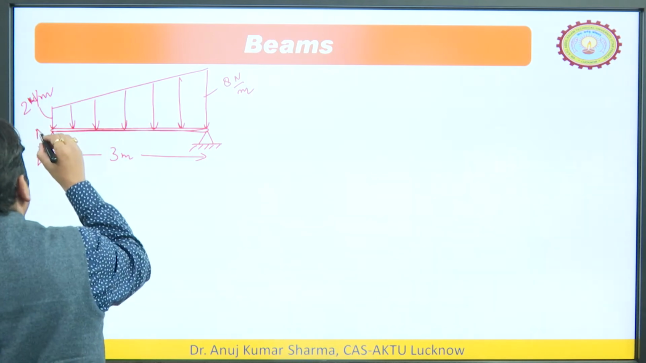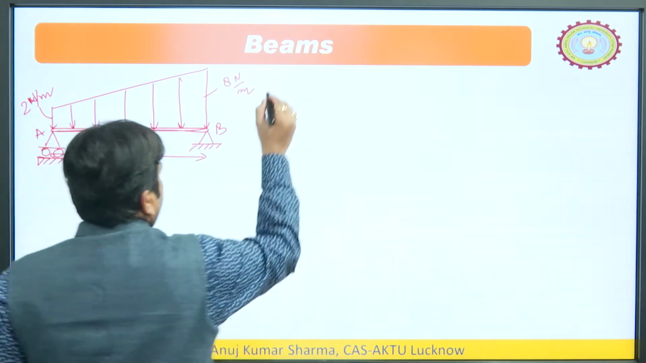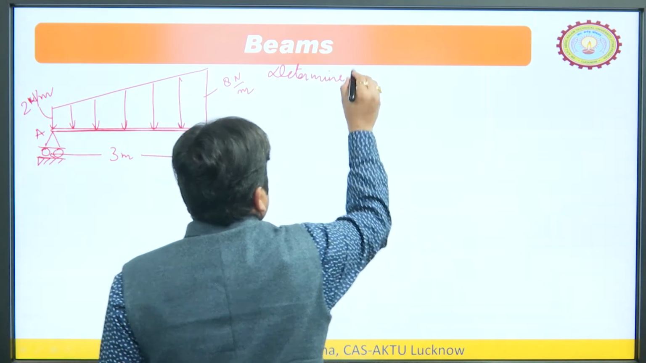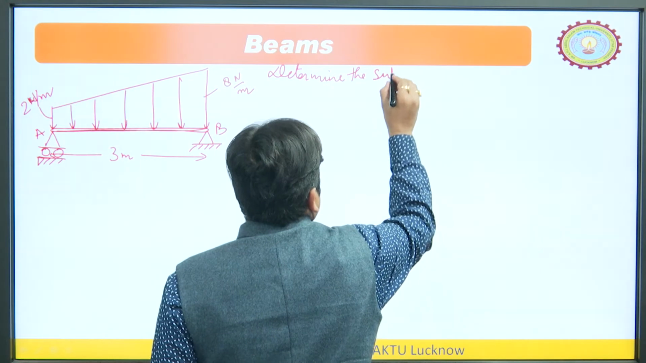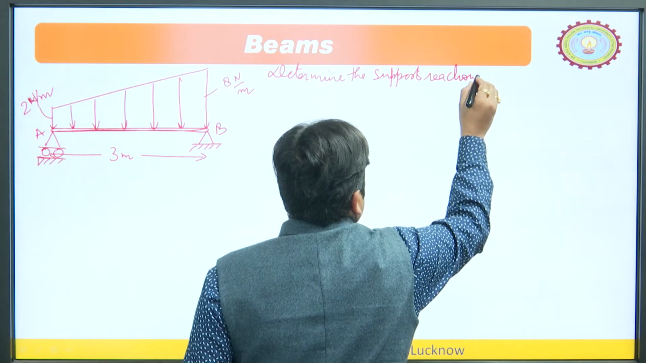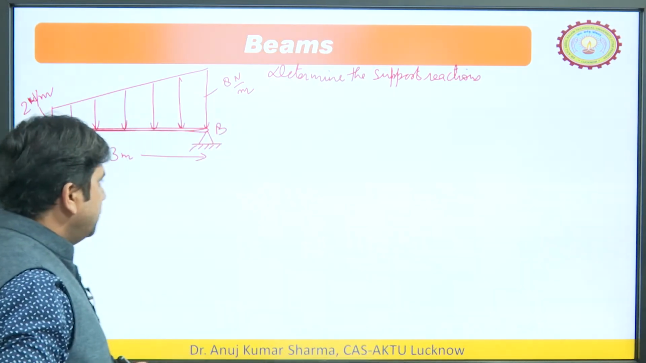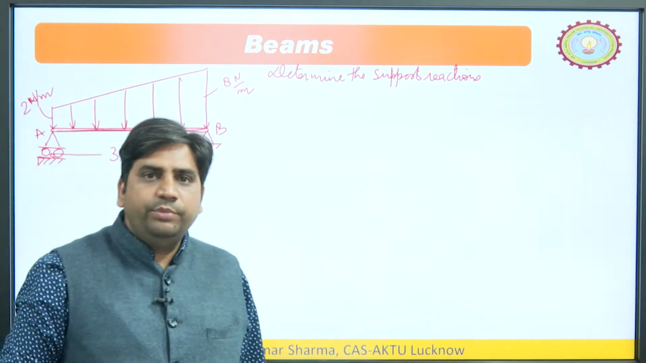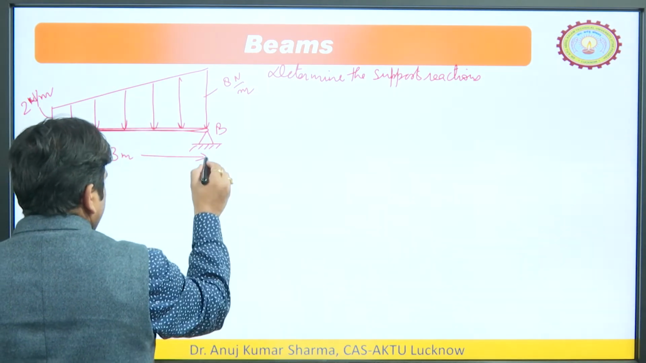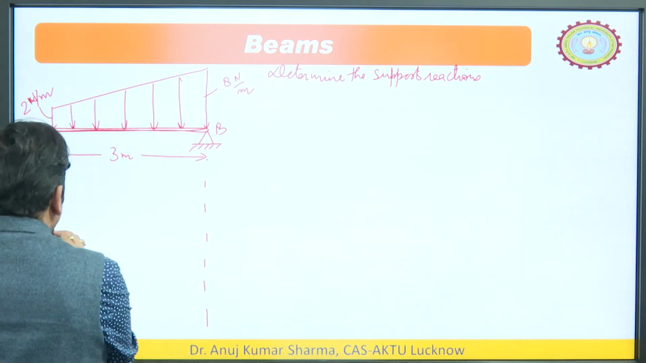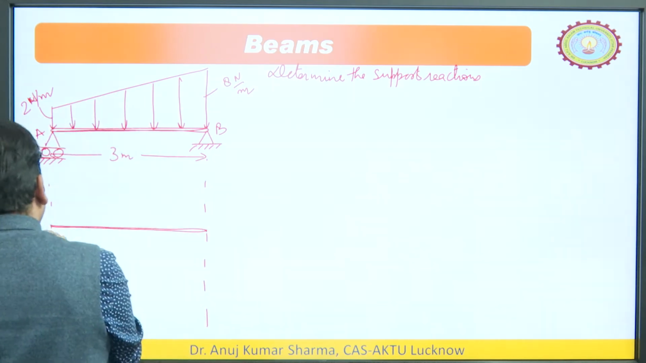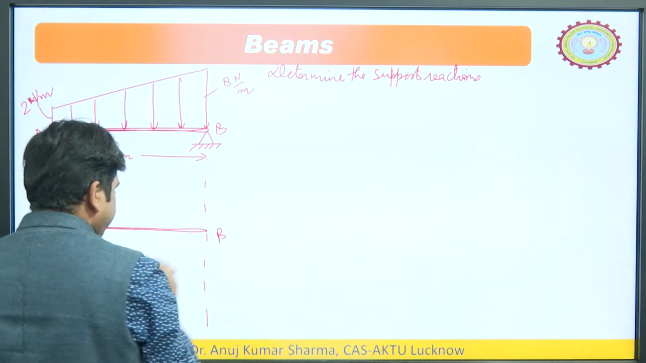This is point A, this is point B. Determine the support reactions. Right. So, support reactions means at A and at B. So, what we can do? We can draw the free body diagram. So, this is the beam, this is point A, this is point B.